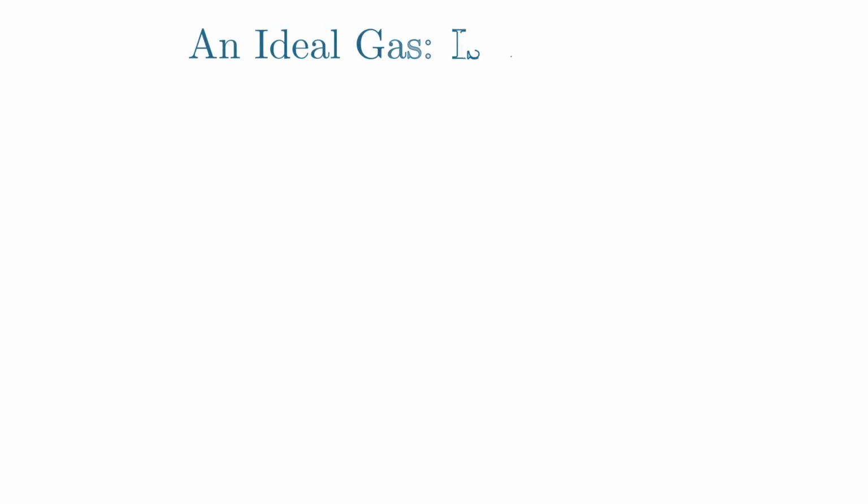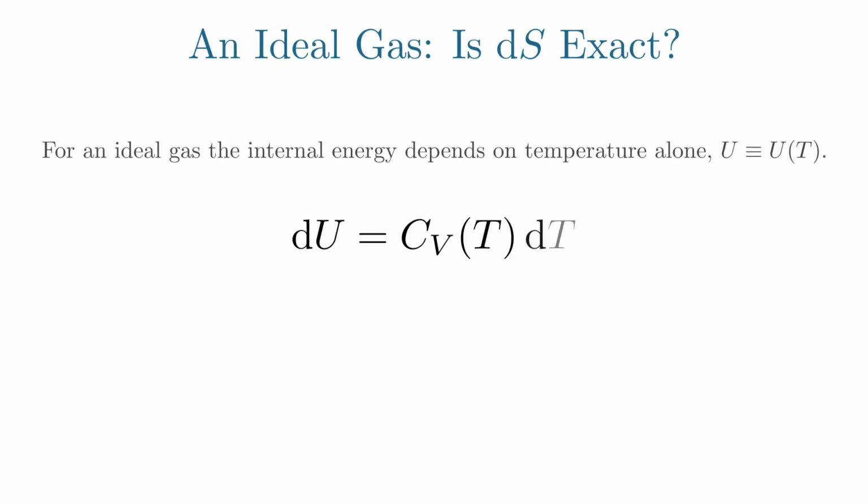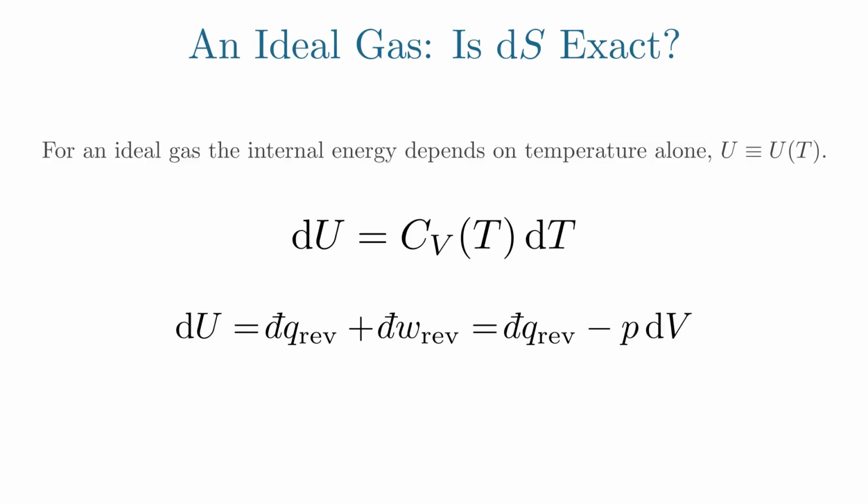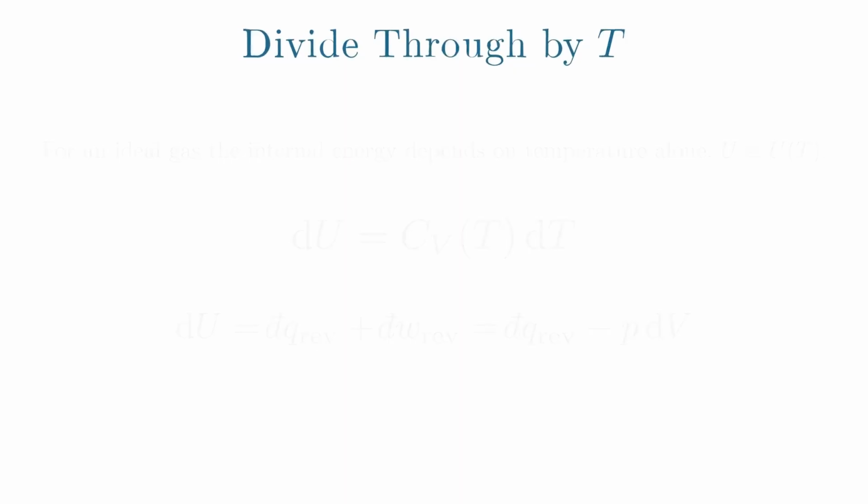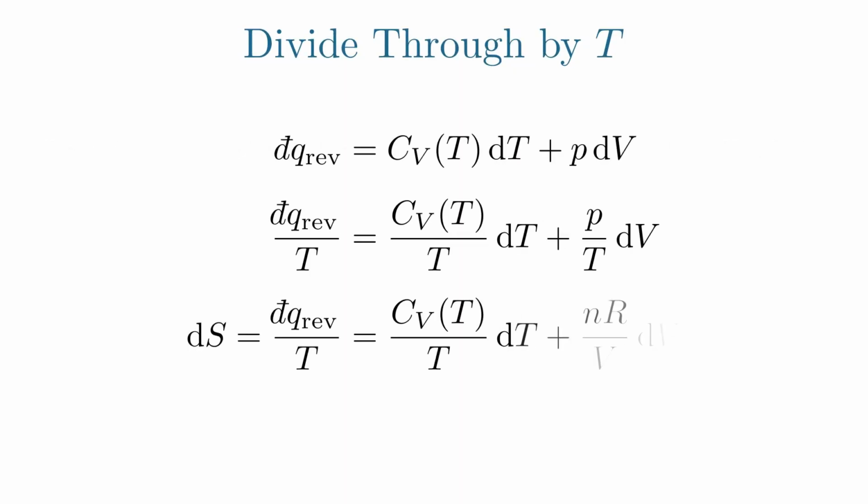We now show entropy is a state function in the case of an ideal gas. Even though we wrote U equals U of V and T, the internal energy is actually just a function of temperature for an ideal gas. So we have dU equals Cv of T dT, where Cv is the constant volume heat capacity. We now consider the first law for a reversible process: dU equals đq reversible plus đw reversible, and using reversible work, we have đq reversible minus P dV. Then we combine the two equations and rearrange, which yields đq reversible equals Cv of T dT plus P dV.